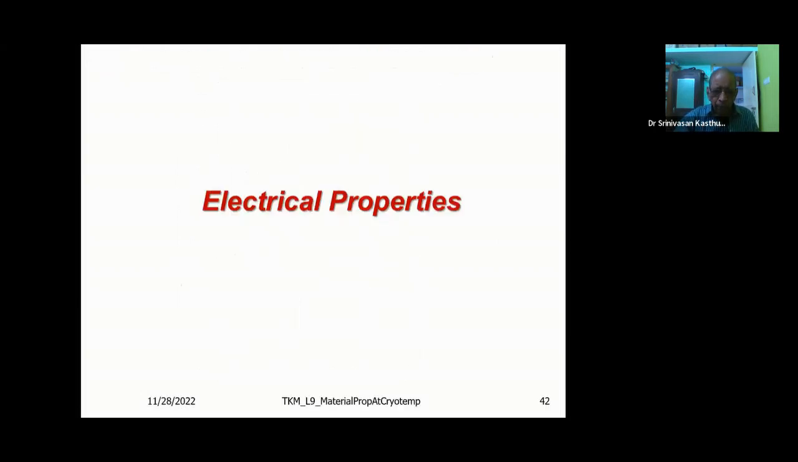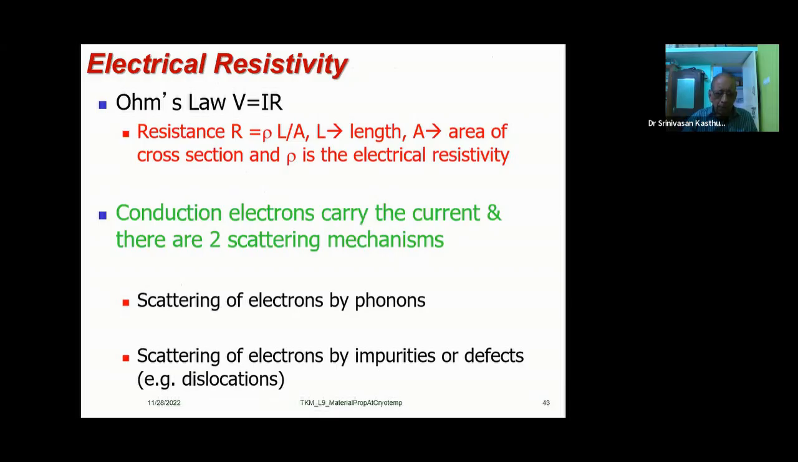Okay. Now let's come to the electrical properties. Now the electrical property is very simple. We use what is called Ohm's law. The electrons carry the current, and the rate of flow of charge with respect to time is nothing but your current.